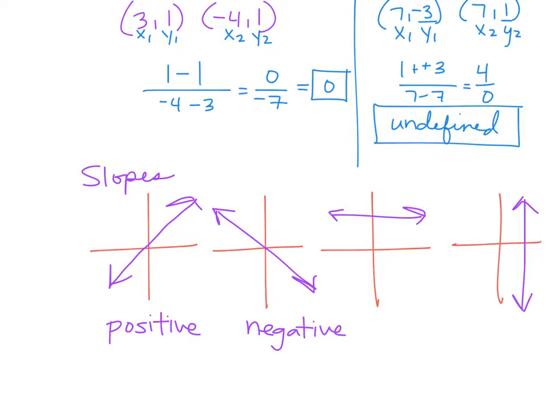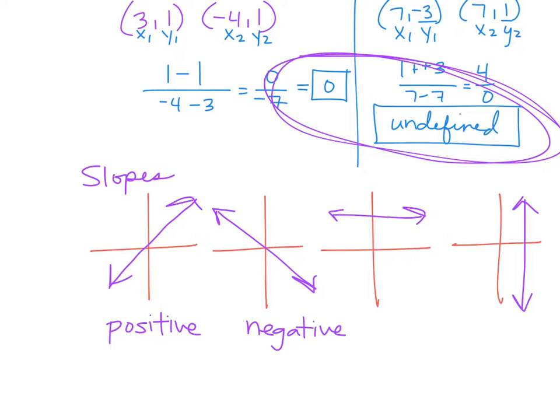The third one is undefined. There's no slope. The last one is undefined. Vertical is an undefined slope, right?